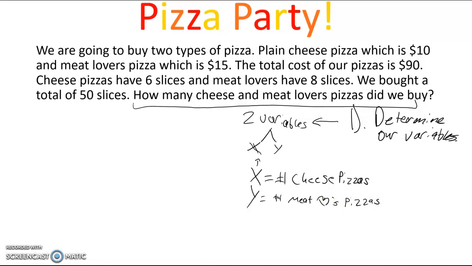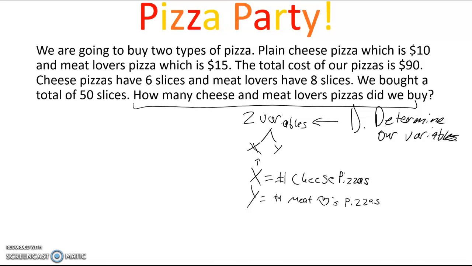All right, so we have our two variables situated. Remember, the problem's asking us for how many cheese pizzas and how many meat lovers pizzas. So I've determined that my x is going to represent how many cheese pizzas I'm going to get, and my y is going to represent how many meat lovers pizzas I'm going to have. Now, once we know what our variables mean, I'm going to start setting up my equations. So let's look at the information they give us.